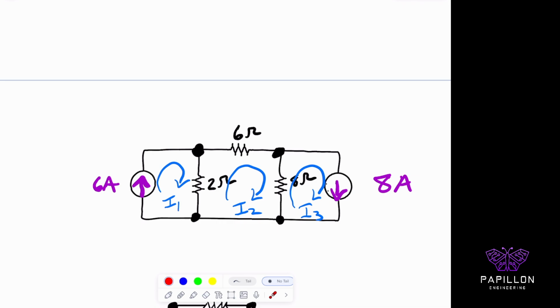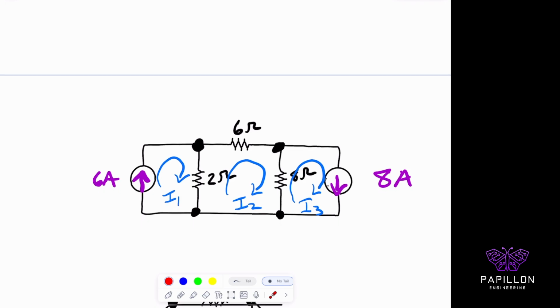And remember what I said before: because the 6 amp source is by itself, there's no other portion of the circuit being influenced, and I'm going to have 6 amps from here all the way here. I have positive 6 amps, because notice the current is going the same direction, clockwise. And same here: if I start in this corner and go clockwise, my I3 goes down, so I'm going to be in the positive direction for the 8 amps as well.